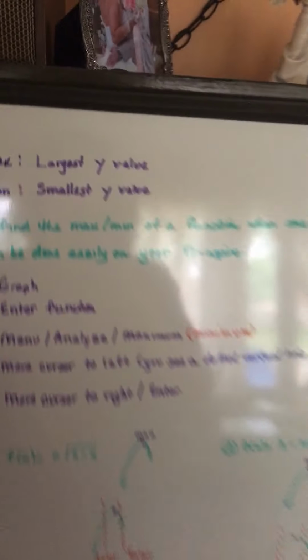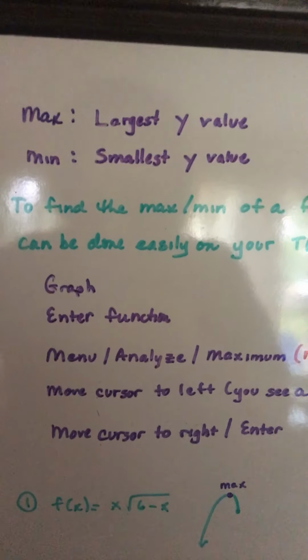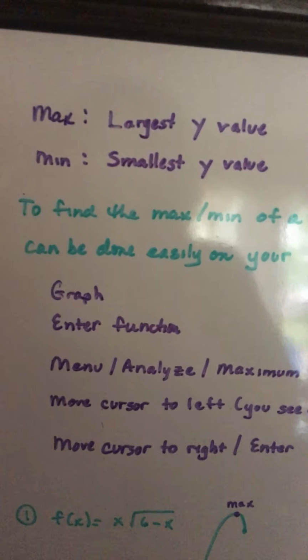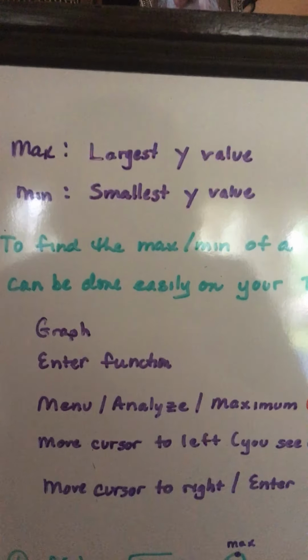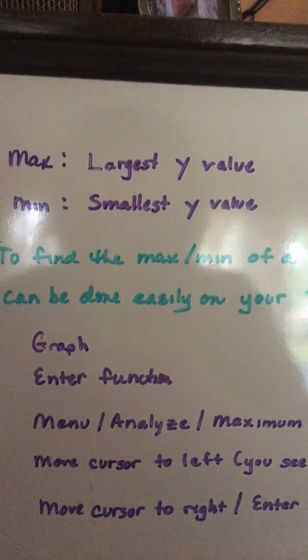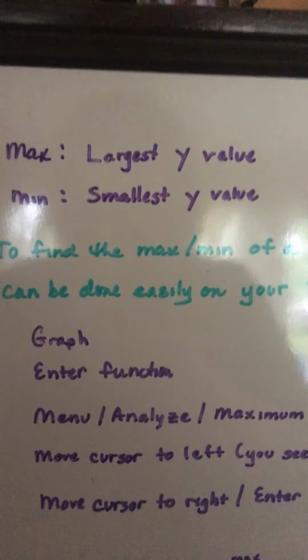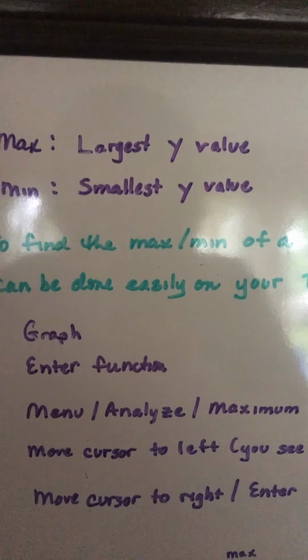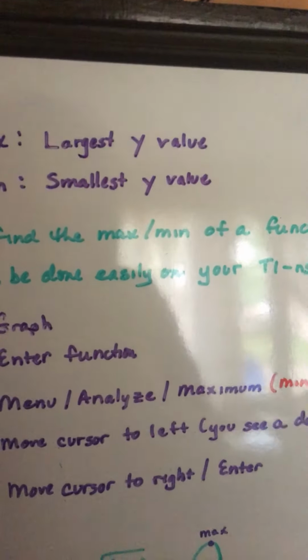Now, what is a max? A max is the largest y value possible, and the min is the smallest. Now, whenever they say max, they mean absolute max, and when they say min, they mean absolute min. Sometimes there's in-between points where you dip and go up and down, and those are called relative or local, and I'll speak to them in a minute.